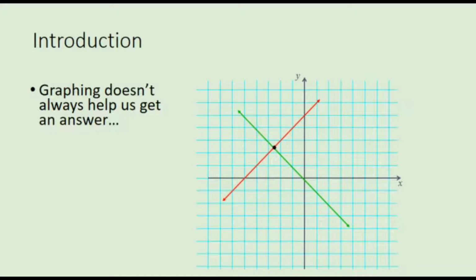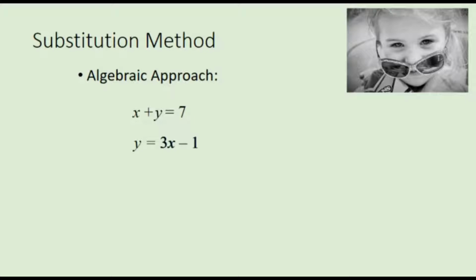So we have another option for finding a solution to a system, and it's known as the substitution method. It uses algebra instead of graphing and is thus considered an algebraic method. So here's the basis of it. We have two linear equations, a system that we want to find a solution.